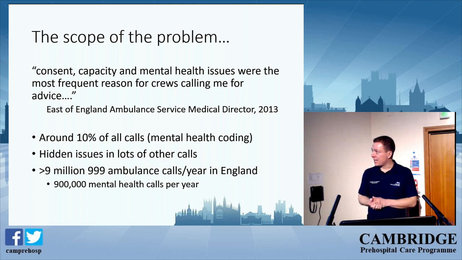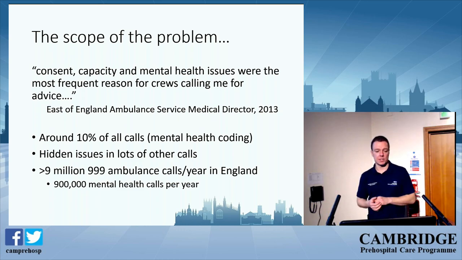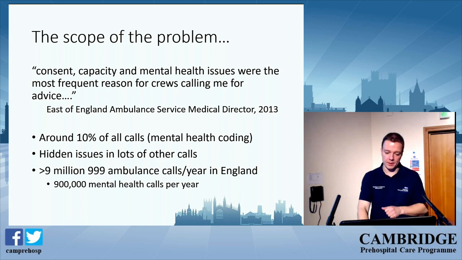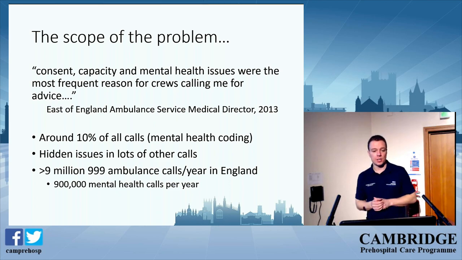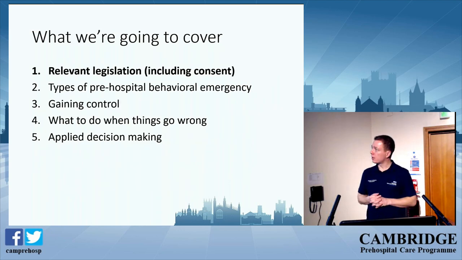And that's not to say that it isn't the hidden issue in a lot of other calls. So the domestic violence calls, some of the other calls that actually turn out to be not as given, they actually turn out to be, when you start pulling at the thread and digging below the surface, there's actually something else going on and you end up having this behavioural disturbance to deal with. So a huge problem in the UK and a huge challenge for the ambulance service. So what I thought we could probably do is talk about these five things.